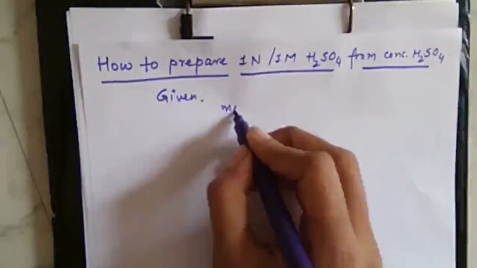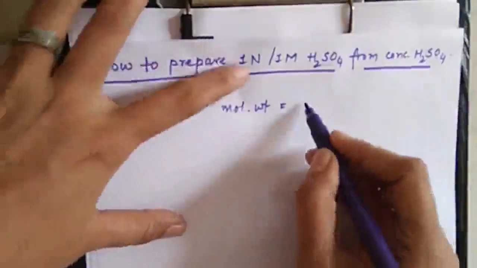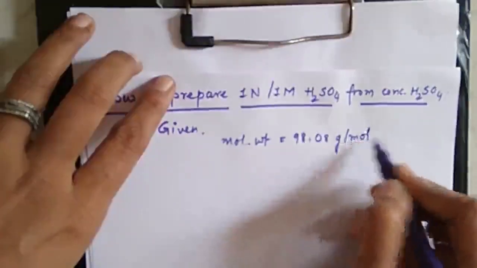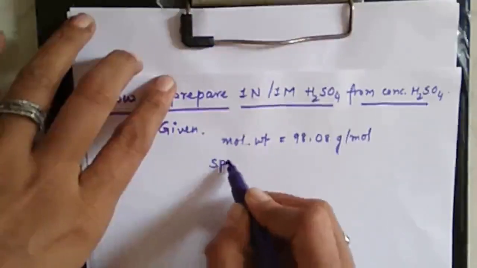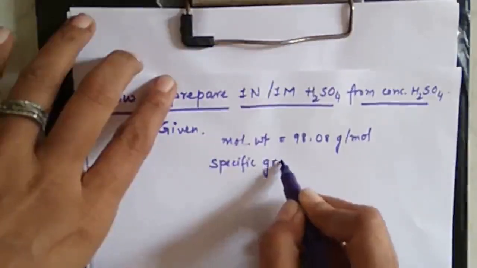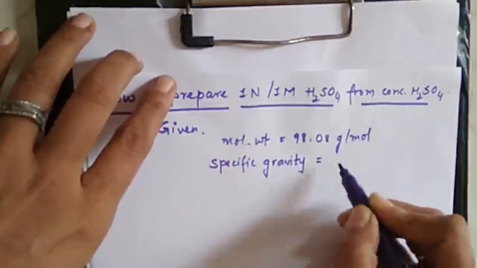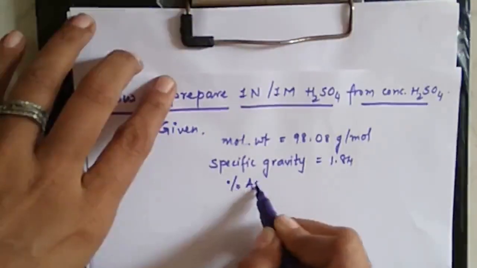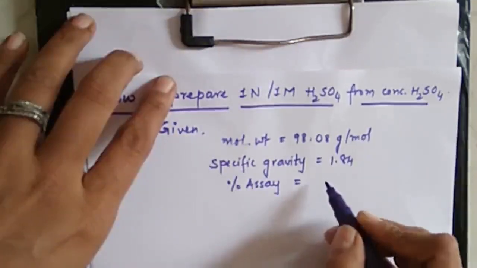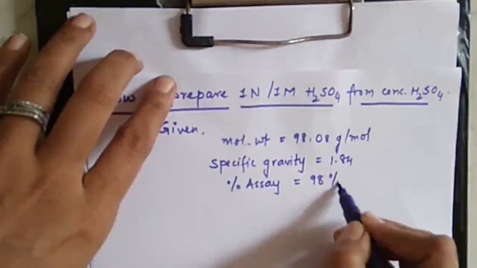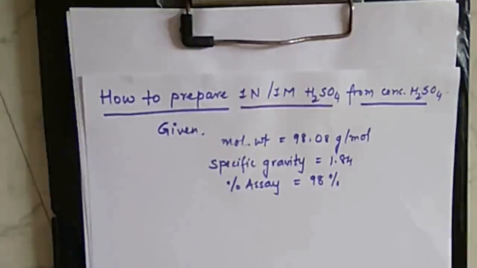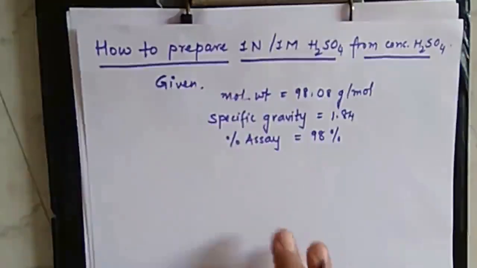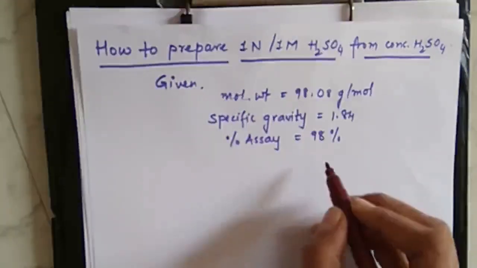are the molecular weight of sulfuric acid that we know is 98.08 grams per mole. Then we have specific gravity, that is equal to 1.84, and percentage assay is equal to 98%. Okay, so based on the first method, or we say the easiest method that we take, we calculate the volume equivalent.